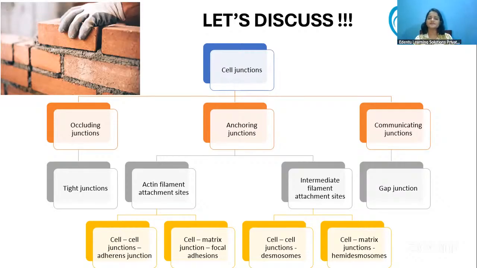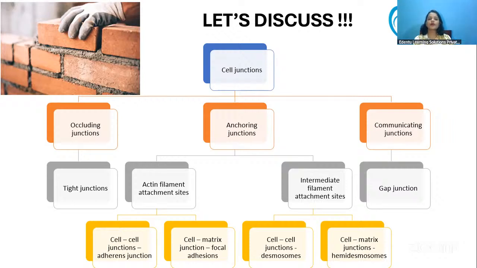Then we have the anchoring junction. Anchoring junctions are the junctions that hold cells together and help in keeping the cells together. And the last type of junction is the communicating junction, also called the gap junction. They are the ones which actually help in signaling and coordination.